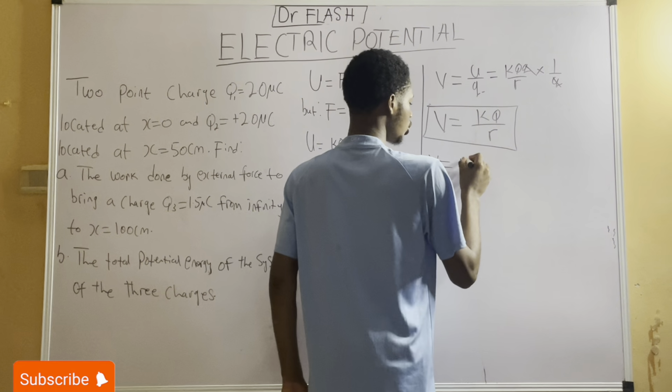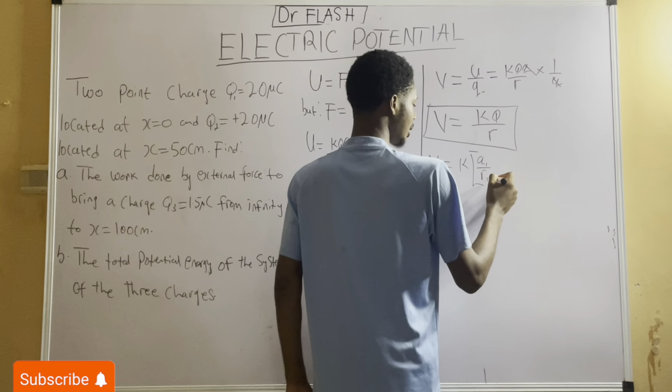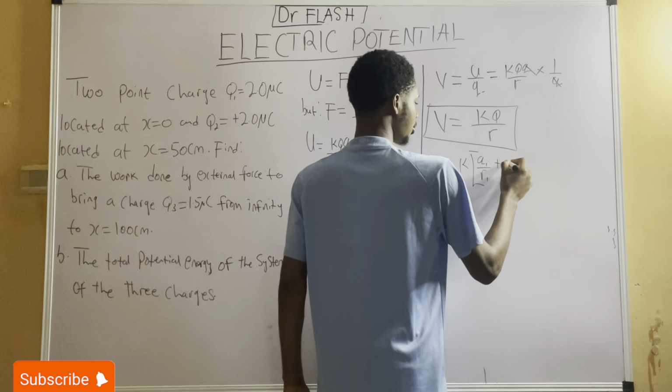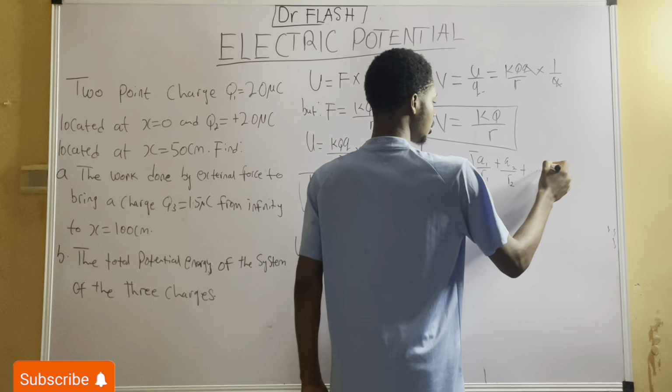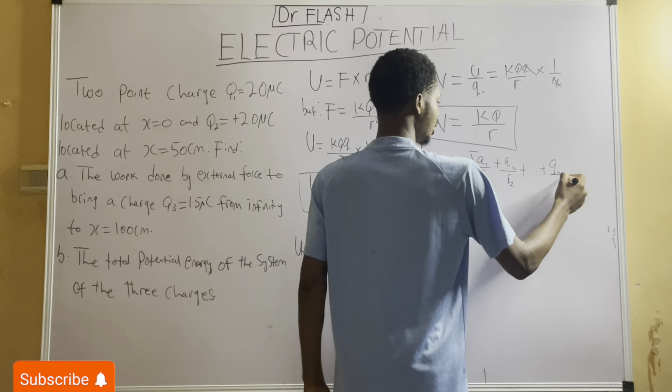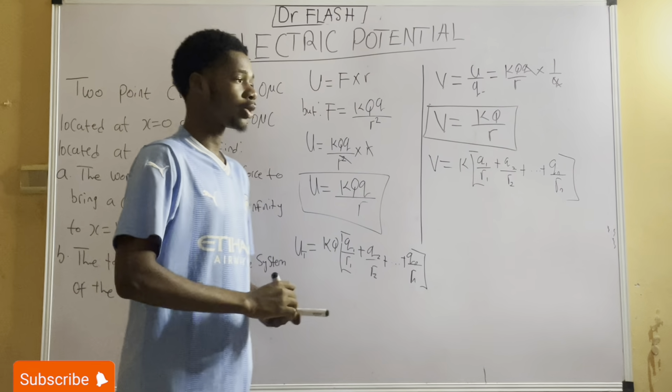In this case we're just going to have V equal to K, which is a constant, and then in brackets we have the first charge over the distance to certain points, plus the second charge divided by the distance to certain points, plus the last charge divided by the distance. So that is how problems like this are tackled.